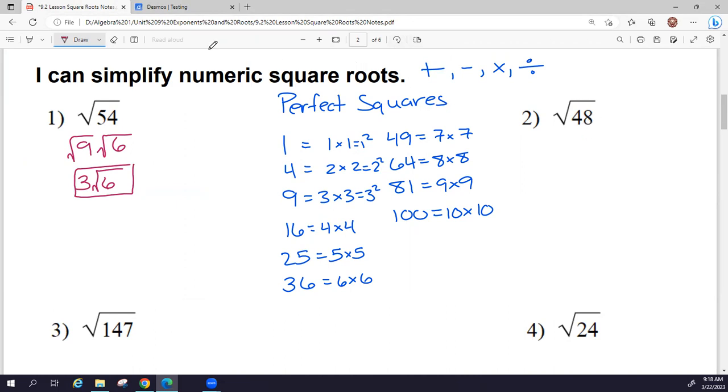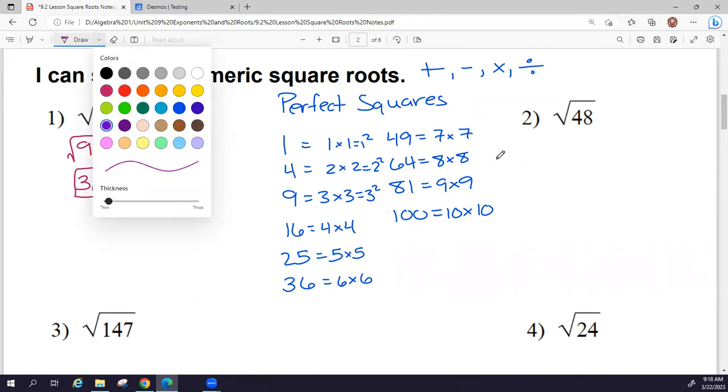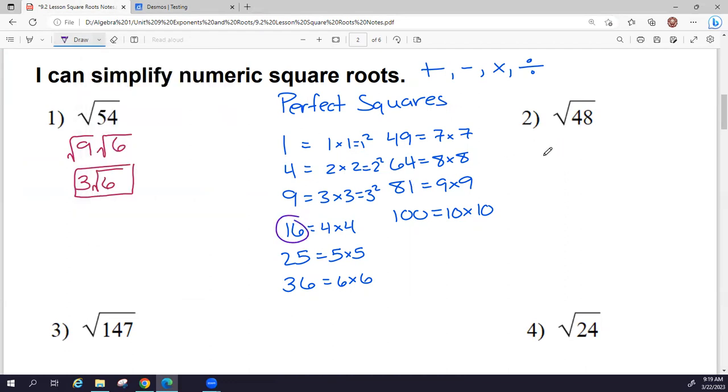We want to see, for example, for 48, what perfect square can we divide it by? We can divide it by 16. So we're going to break the square root of 48 up into the square root of 16 and the square root of 3, because 48 is 16 times 3. The square root of 16 is 4. It's what number we multiply by itself to get 16. When we square root 16, we get 4. The square root symbol is gone, and then we leave the square root of 3 alone.